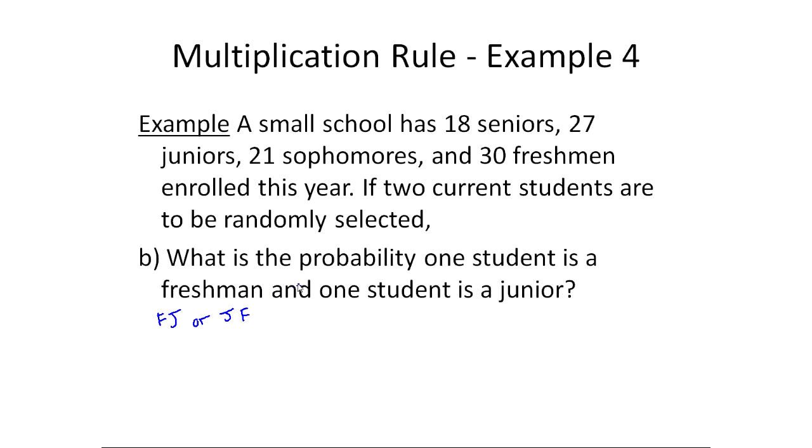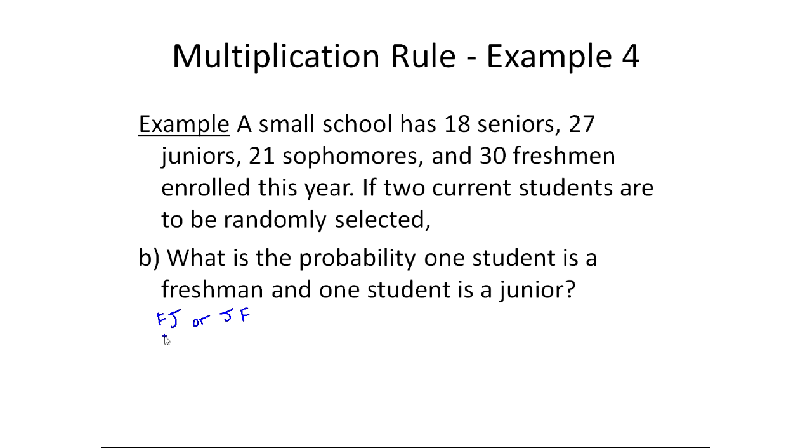So in other words, when I think about all possibilities, which is important when you're talking about probability, there's actually two ways this could happen. And both of these are AND events. First person's a freshman and the second person's a junior, or first person's a junior and second person's a freshman.